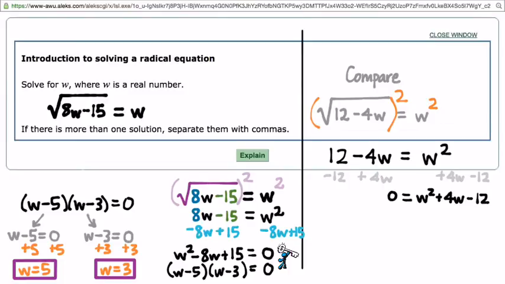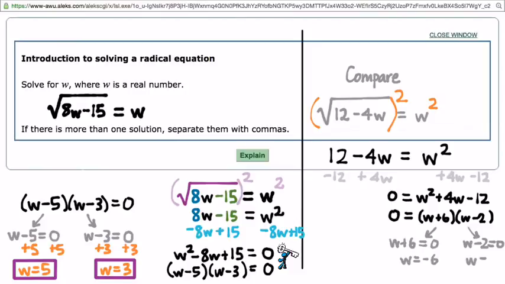Okay, great. And then you factored? And how did this one factor? W plus 6 and W minus 2. W plus 6, W minus 2. Okay. And then the all-important step, not to be forgotten, split each one into its own equation. We find out W equals negative 6 and W equals 2. And end of story. Right?